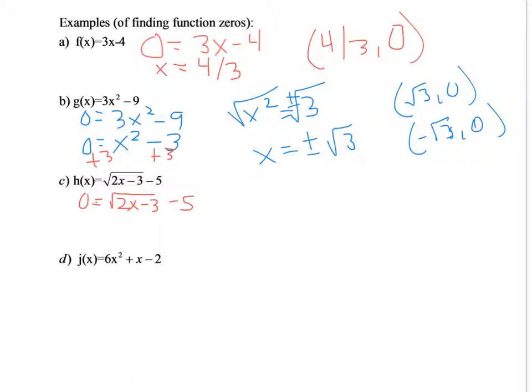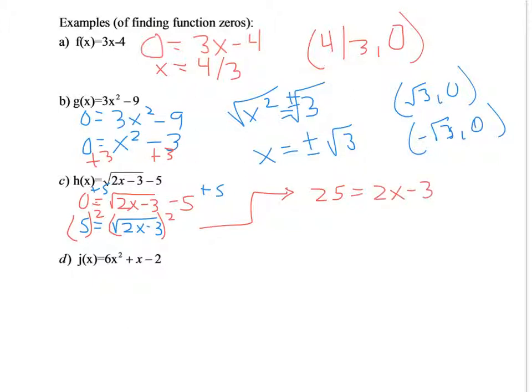What would we do to start getting x by itself, do you think? Everybody agree? Get that square root by itself. So add 5 to both sides. So I would have 5 equals the square root of 2x minus 3. Okay? What next? Square both sides to get rid of the square root. The main idea is, with a square root function, we square it. We undo that with the inverse operation. So I would have 25 equals 2x minus 3.